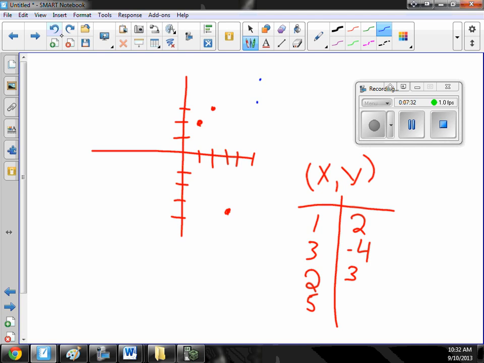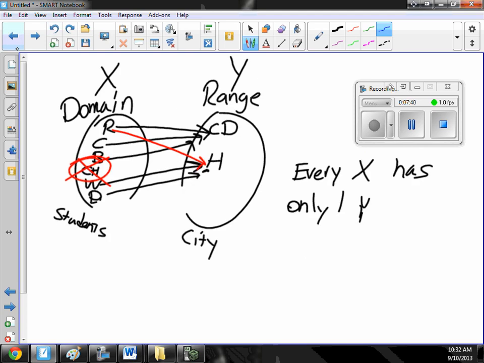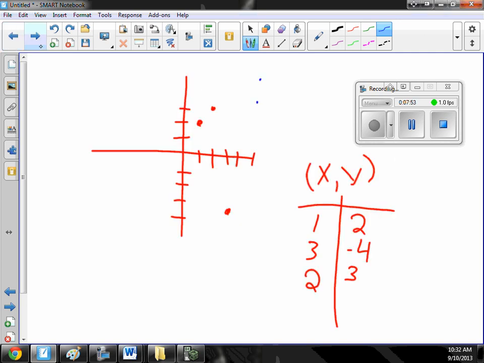What would I have to do to break the function rule? Let's go back. So I need an x that is linked to two y's. If I put 4 comma 3, is that okay? Can person 2 live in city 3 and person 4 live in city 3? Yes. So I could graph 4, 3, and that's perfectly fine.